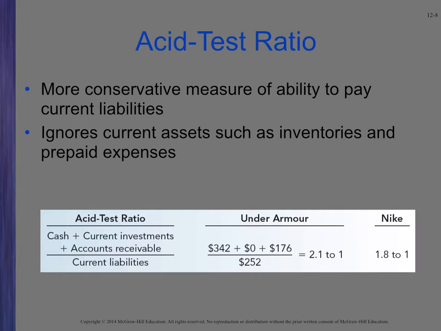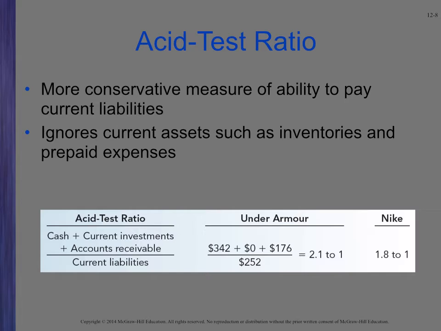Accounts receivable means that the company is expecting to receive payments in the short run. Because this ratio eliminates current assets such as inventories and prepaid expenses that are less readily convertible into cash, the acid test ratio may provide a better indication of a company's liquidity than does the current ratio.